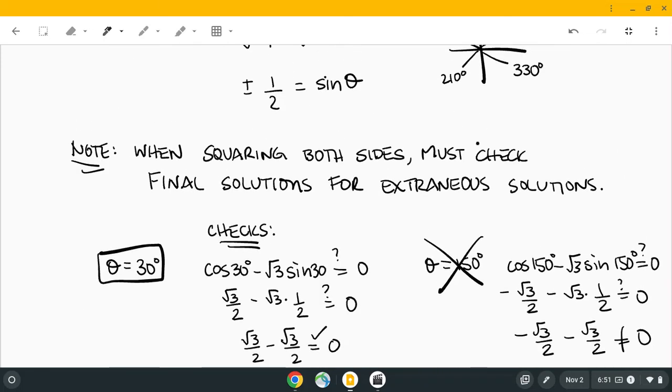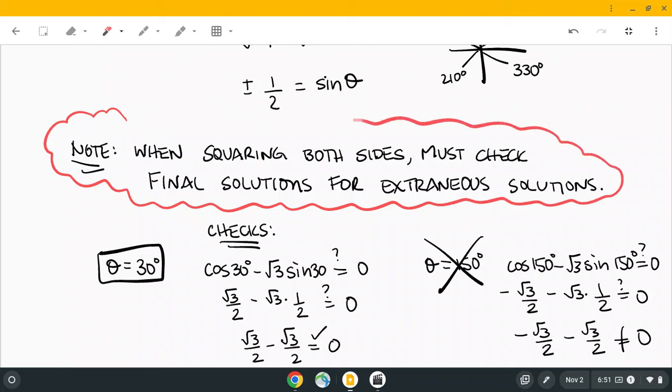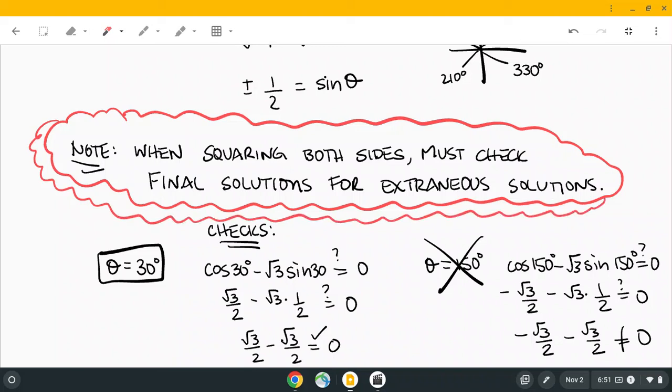Okay, so again, make sure you pay attention to this little note. Whenever you are squaring both sides, right? You have to check your final solutions. Okay, so just make sure you do all of this, because if you don't, then what? Then lightning will strike upon you.